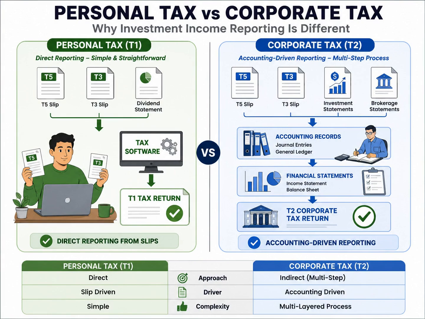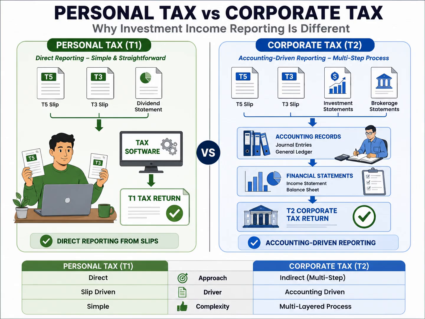When most people first learn tax preparation, they start with personal tax returns. In a personal tax return, the process is relatively simple. An individual receives tax slips such as a T5 slip, a T3 slip, or a dividend statement. Those slips are entered directly into the tax software, and the software calculates the tax return. The flow is straightforward. Tax slips, then tax software, then the T1 return. This is why personal tax reporting is often described as direct reporting.